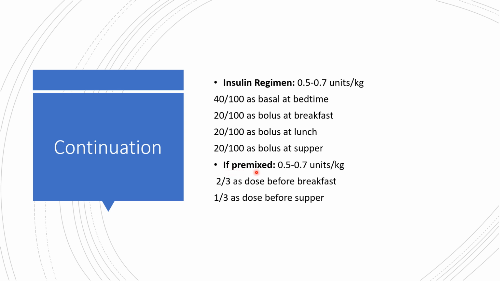If we are dealing with pre-mixed, already mixed, we'll still calculate either 0.5 up to 0.7 units per kg. We'll write somewhere whatever the total is, 2/3 of that, of the pre-mixed, of the total value we've gotten here, will be the dose we are going to give before breakfast. The remaining 1/3 will be the dose of the pre-mixed that we'll give before supper.